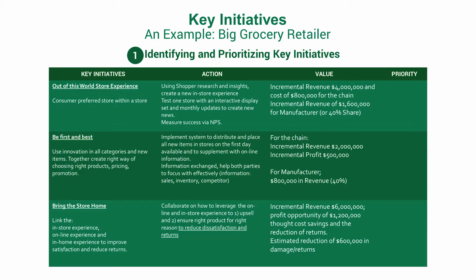First, you'll see each initiative is given what we call a memorable name. You'll see the action plan in place to deliver each initiative. Let's take a look at one of these. The first initiative has been given the name Out of This World Store Experience. The action plan includes using the manufacturer's shopper research and shopper insight to create a new in-store experience. They're going to test with a pilot in one store and put in place a measurement tracking system using NPS, Net Promoter Score.